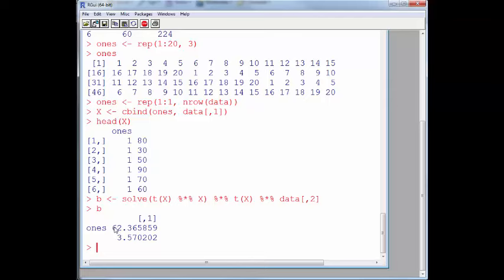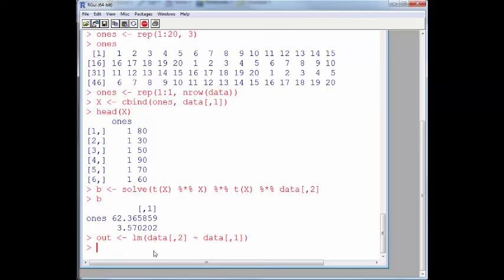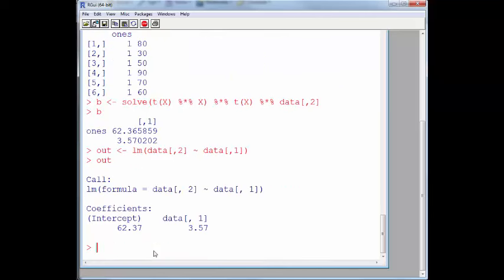Here is my intercept coefficient, and here's my slope. And I can check that if I fit a linear model of the data's second column versus the data's first column, like so, and take a look at the summary. Yep, there it is. They're the same. Very nice, huh?